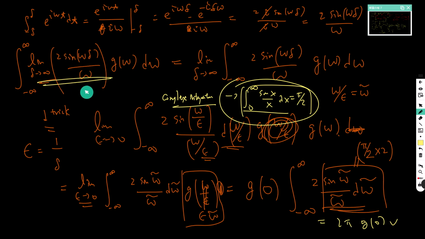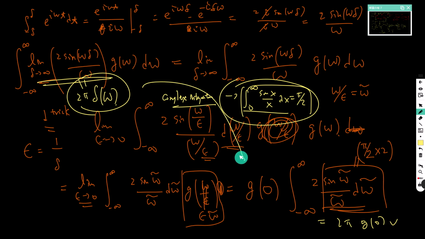That means these guys serve as 2 pi delta omega, so that the integral of 2 pi delta omega times g of omega d omega gives you 2 pi g of 0. This indicates that this function actually serves as 2 pi delta omega. So this is the proof.